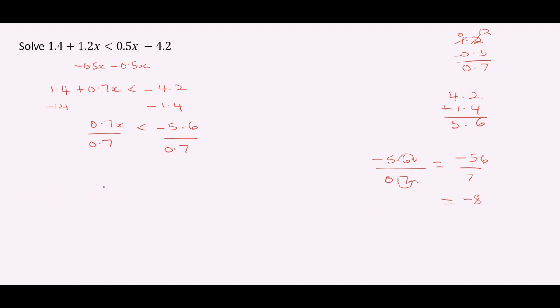So therefore, x is less than minus 8. So let's put this on the number line. We have 0 here, we have minus 8. It's an open circle, so it goes in that direction towards the left.